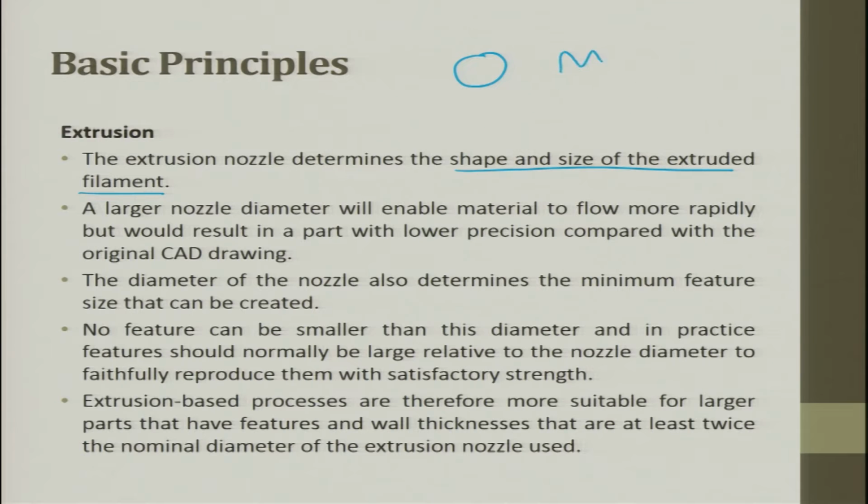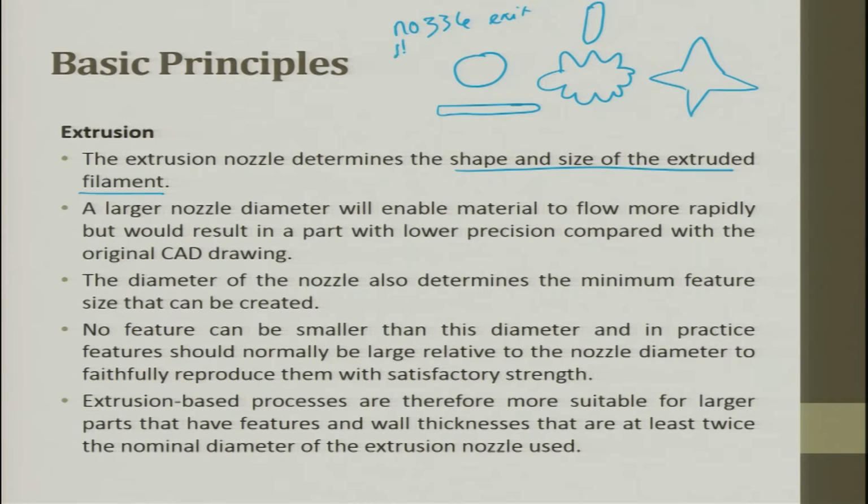You can have a nozzle orifice like this. For example, when you talk about birthday cakes, we have orifices of the nozzle coming like a star. You can also have oblong, you can also have slits. The shape and the size, this is all nozzle exit shape. The shape and the size of the extruded filament depends on the nozzle exit diameter.